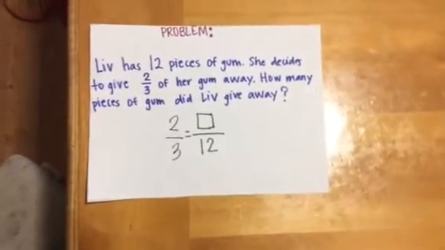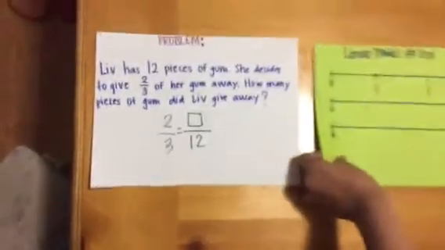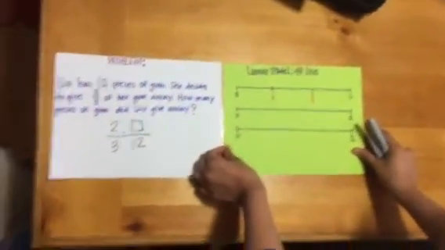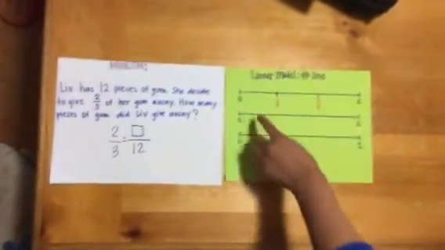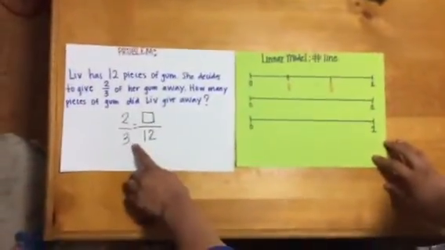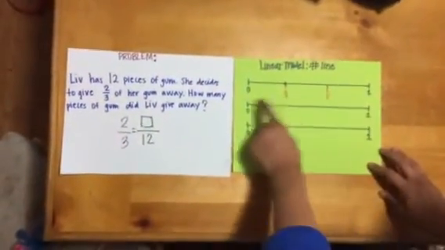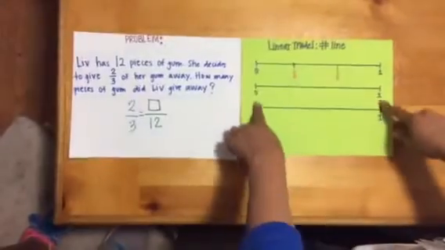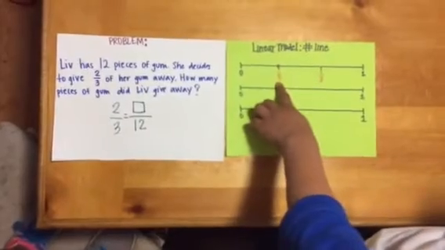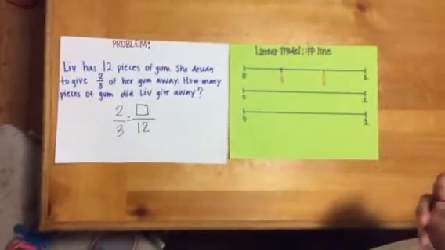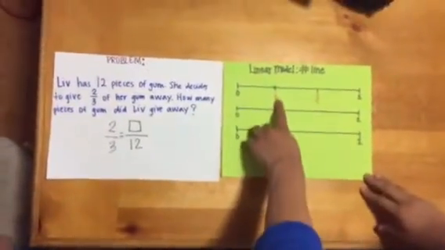So we're going to first find this out using a linear model or a number line. We first start with our number line going from 0 to 1 because we know that this is not an entire whole, this is only a fraction. This is a fraction of the whole. So we're going to take it step by step, meaning we're going to multiply or divide our fractions by 2.